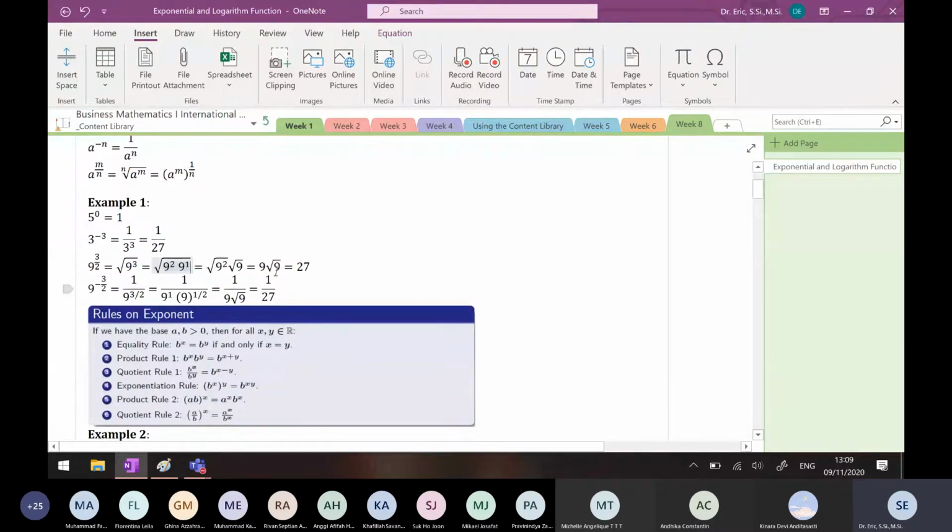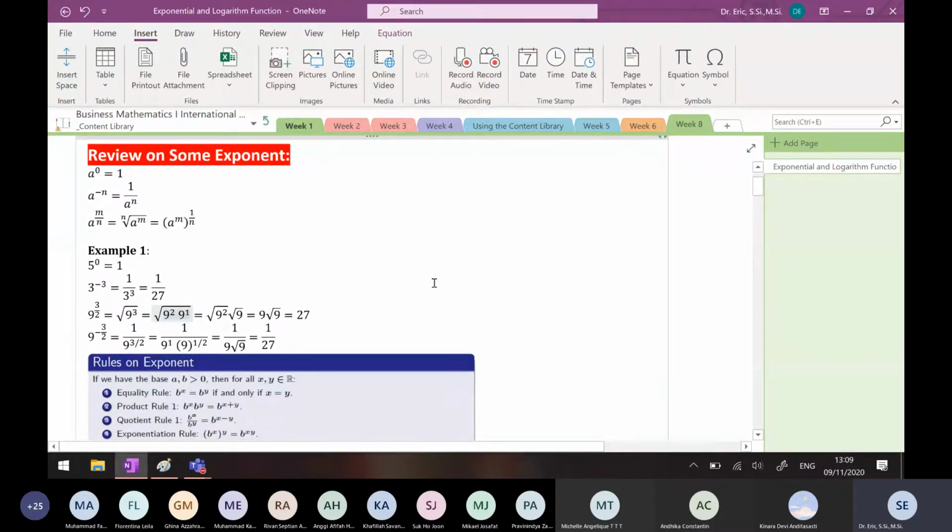For this one, do you have any questions? This is just a review of exponents. And this works for every n, a to the power of minus n. This works for every n.